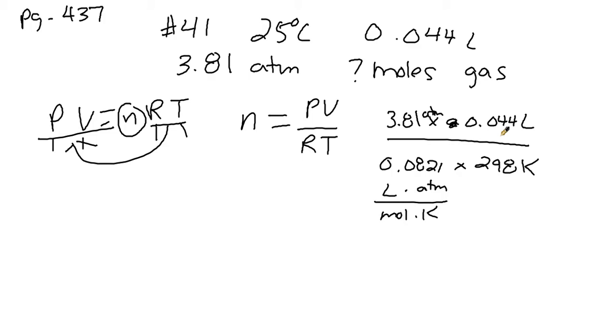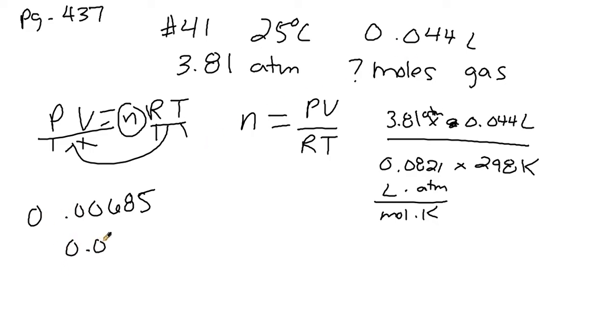So we have 3.81 times 0.044 divided by on the bottom, make sure you use those parentheses, 0.0821 times 298, right parenthesis, equals, and we end up with 0.00685. Okay, well, we're going to end up with 2 sig figs is the best option we have.